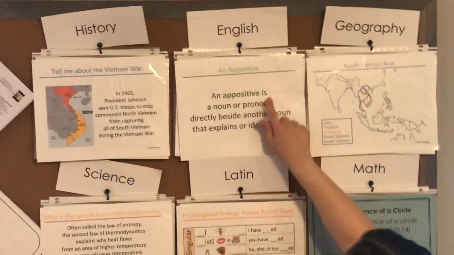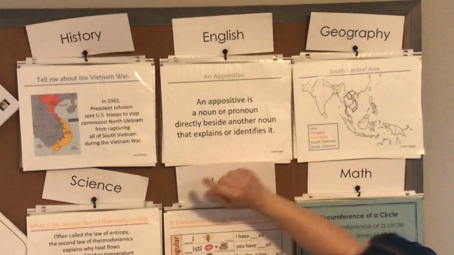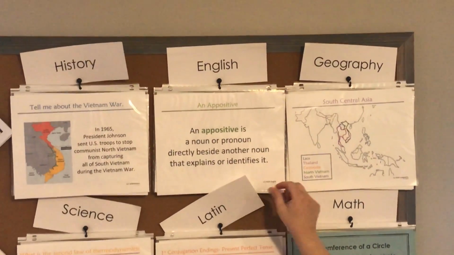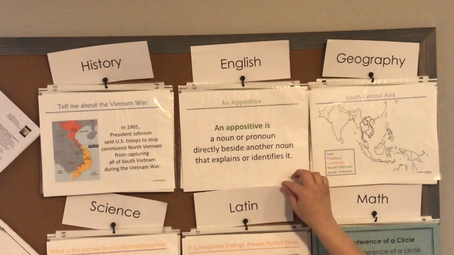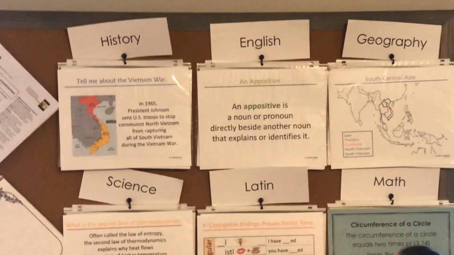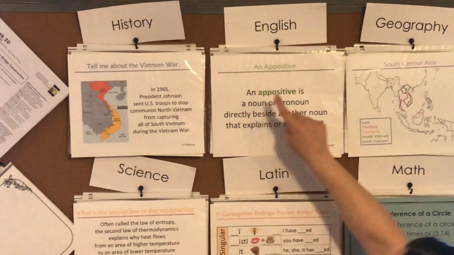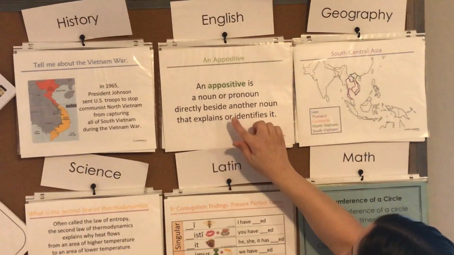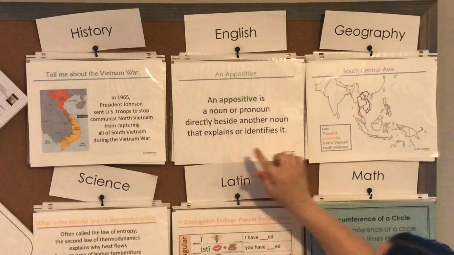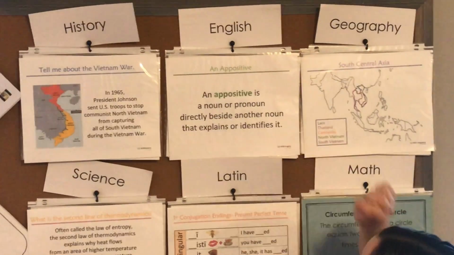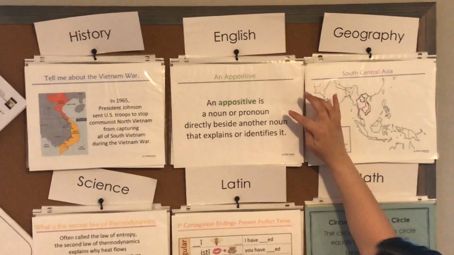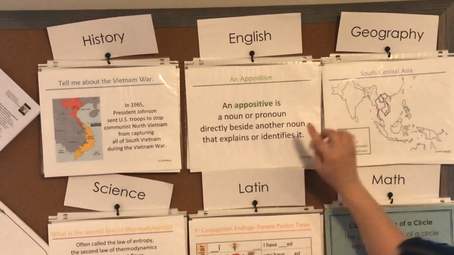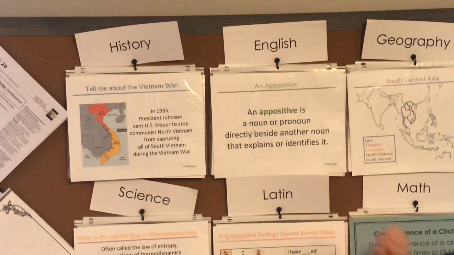An appositive is a noun or pronoun directly beside another noun that explains or identifies it. So the little jingle that we're going to do, which I found on CC Connected, goes like this. An appositive is a noun or a pronoun directly beside another noun that explains or identifies it. Okay, let's do it again. An appositive is a noun or a pronoun directly beside another noun that explains or identifies it.